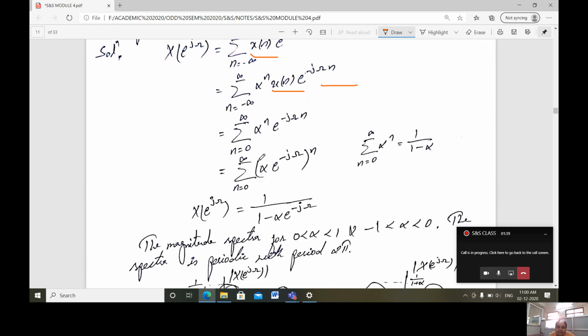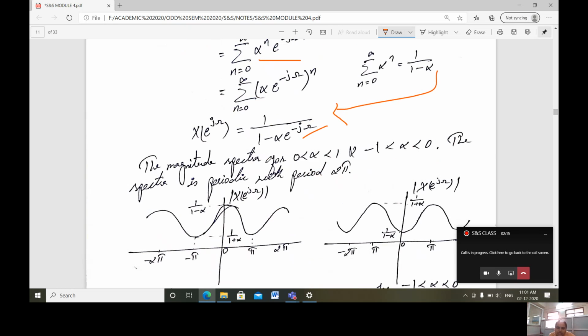Then I can write this with a small modification, taking alpha e raised to minus j omega as the base with n as the whole power. Then I use the formula: the summation from n equals 0 to infinity of alpha raised to n is 1 divided by 1 minus alpha. Based on this formula, X of e raised to j omega is equal to 1 divided by 1 minus alpha e raised to minus j omega. This is the equation you will be getting.